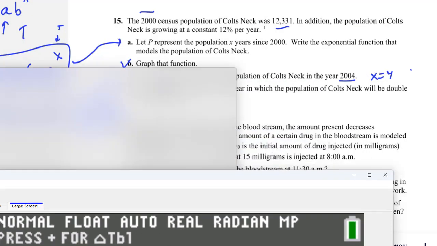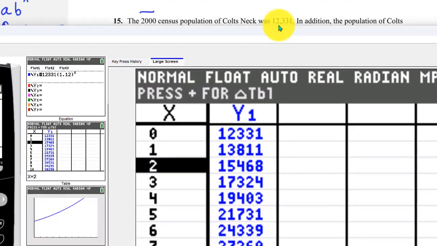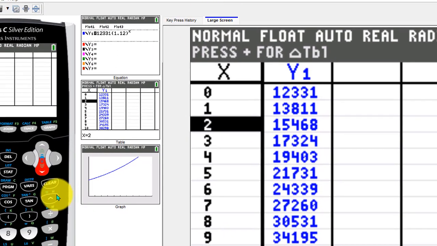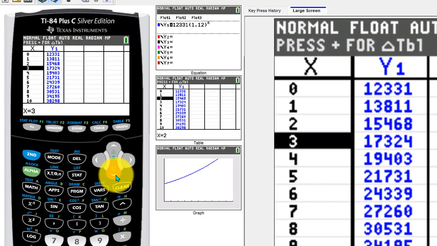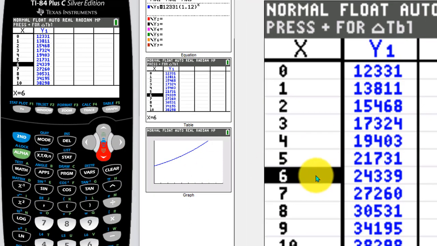If my initial population was 12,331, double would be 24,661. So when do we get to that? It looks like somewhere down here, around year 6. So it looks like our answer is somewhere between years 6 and 7. If we use year 7, we would say 7 years after 2000, which would be year 2007. We should write the table out though, using these numbers for 6, 7, 8.